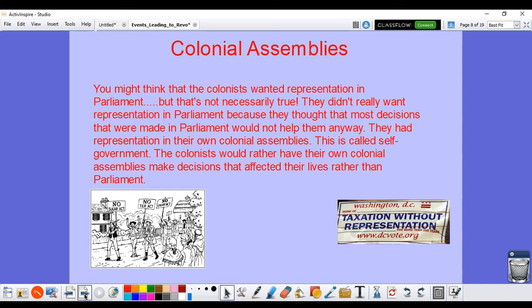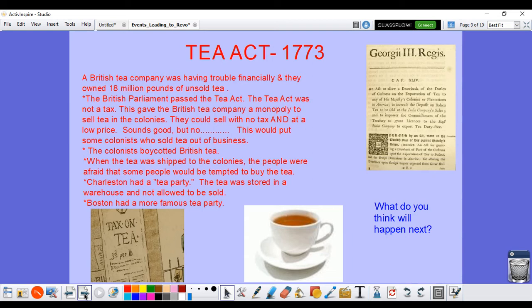England did not like this, but the colonies started colonial assemblies anyway. This is called self-government. England, like I said, did not like this, and so they wanted to change the colonists' mind. Here we go with the Tea Act. Now, this wasn't necessarily a tax. The British Parliament passed this Tea Act, and it gave a British tea company, the East India Company, a monopoly.